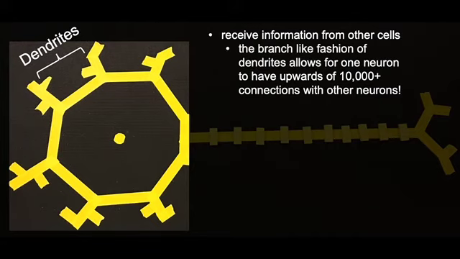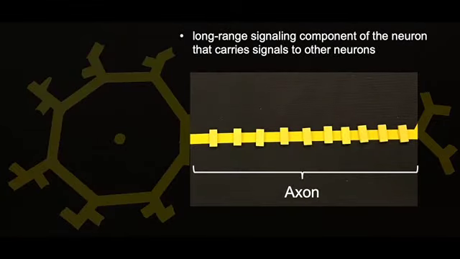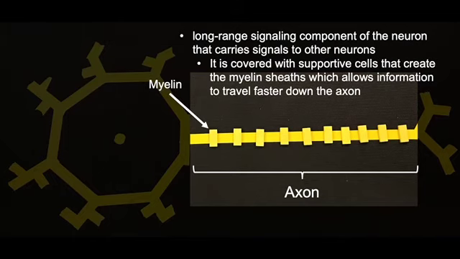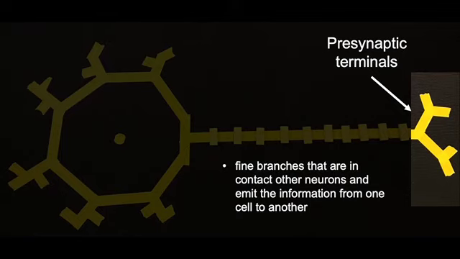The axon is the long-range signaling component of the neuron that carries signals to other cells. It is covered with supportive cells that create the myelin sheaths, which allows information to travel faster down the axon. The presynaptic terminals are fine branches that are in contact with other neurons and emit the information from one cell to another.